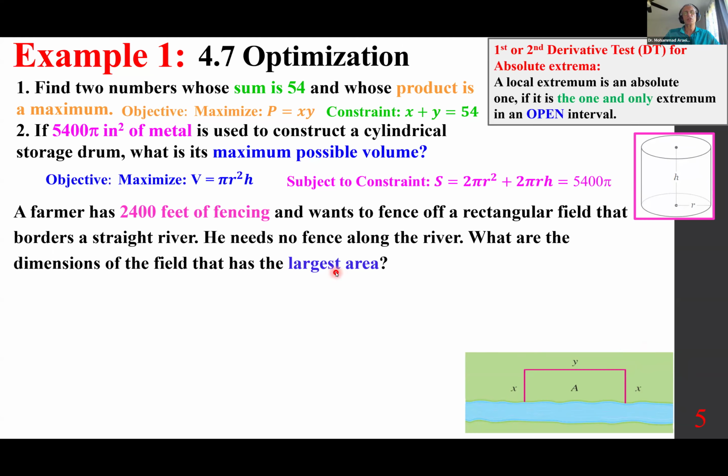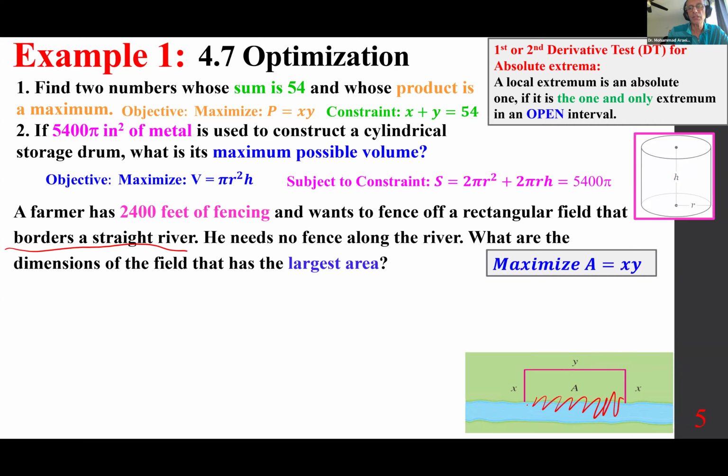So the objective is the largest area. So the area is the width, X, times the length, Y. So you want to maximize the area. The limiting factor would be 2400 feet of fencing. So the perimeter is normally 2 times the width, 2x, plus 2 times the length, 2y. So 2x plus 2y normally, but it borders a straight river. So on this side, we don't need anything. So it's subject to 2x plus only 1y equals 2400.